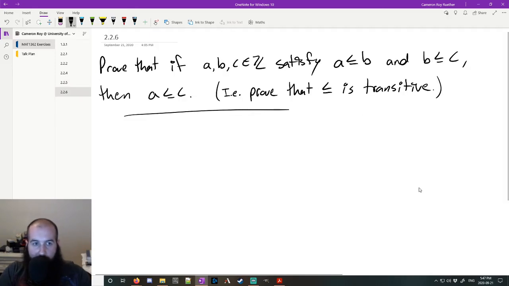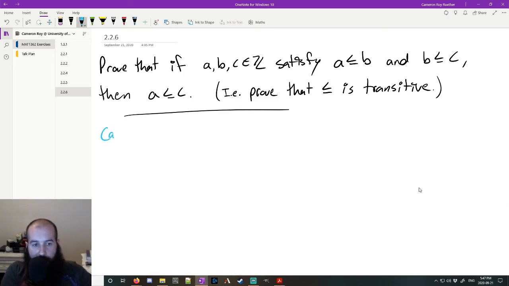The last exercise, exercise 2.2.6, is to prove that if we have three integers, a, b, and c, where a is less than or equal to b and b is less than or equal to c, then a is less than or equal to c. This is similar to proposition 2.6, which states that strict inequality is transitive. Here we're proving that less than or equal to is transitive. Because less than or equal to means either strictly less or equal, there are some cases here.